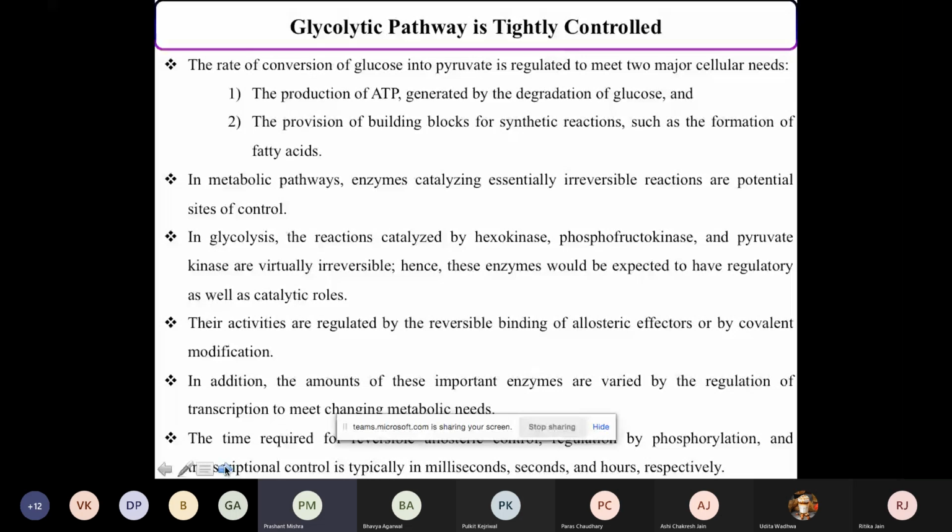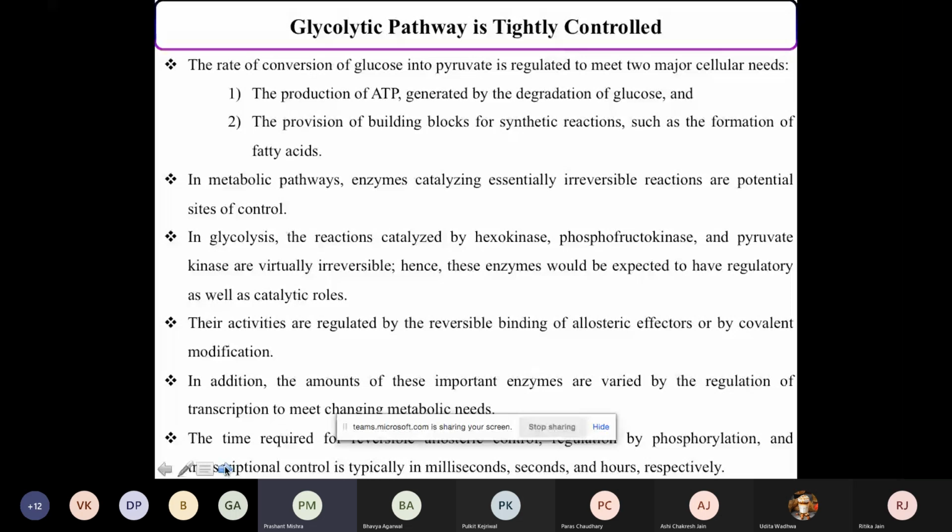Now we have to discuss how the glycolytic pathway is being controlled. I'm discussing this glycolytic pathway in detail because you will be learning that most of the metabolic pathways are being regulated, and their regulation is more or less on the same principles. Because we are going to discuss the principle, you will understand the metabolic control. So here we are going to talk about how the glycolytic pathway is being controlled.